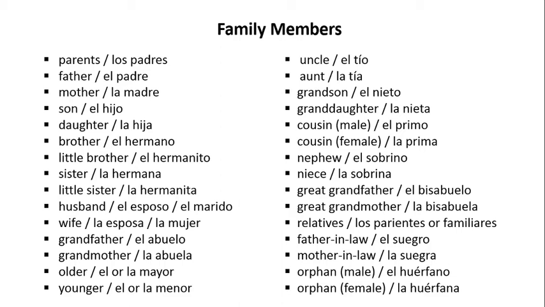Uncle is el tío, aunt is la tía, grandson is el nieto, granddaughter is la nieta, male cousin is el primo, female cousin is la prima, nephew is el sobrino, niece is la sobrina, great-grandfather is el bisabuelo, great-grandmother is la bisabuela. Relatives is either los parientes or los familiares. Father-in-law is el suegro, mother-in-law is la suegra. A male orphan is el huérfano. A female orphan is la huérfana.